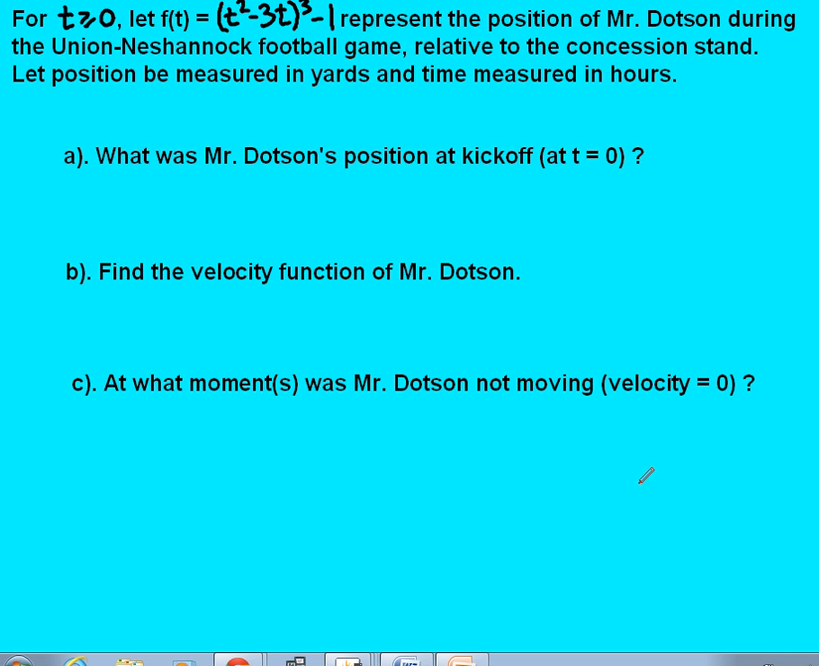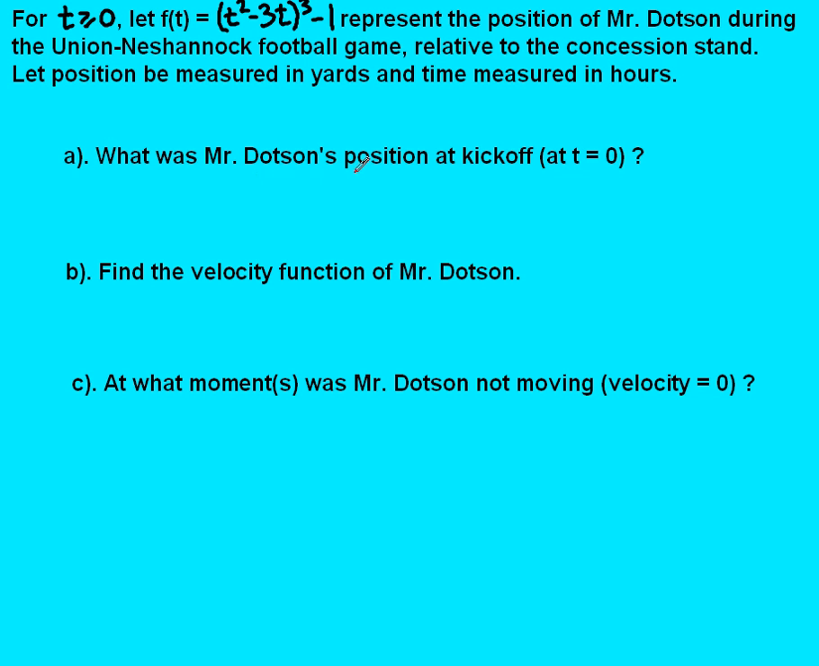Okay, our next problem here is an example of how we're going to use our position, acceleration, and velocity functions to solve problems in AP Calculus. So, in this problem here, we have a position function at a football game, and everything being measured here in yards and hours. The first thing they're asking is, what is the position at kickoff when time equals 0?